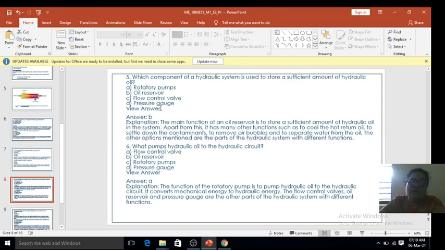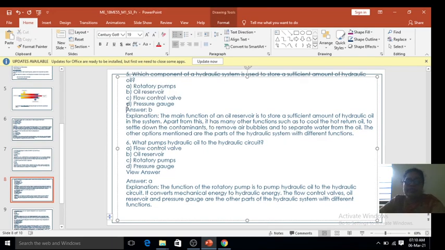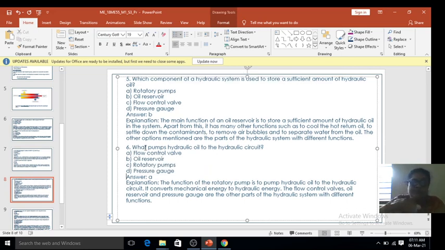When it comes to the next one, which component of a hydraulic system is used to store a sufficient amount of hydraulic oil? Definitely the answer is oil reservoir, because there we can store more oil. The main function of the reservoir is to store a sufficient amount of oil. Definitely the answer is oil reservoir.